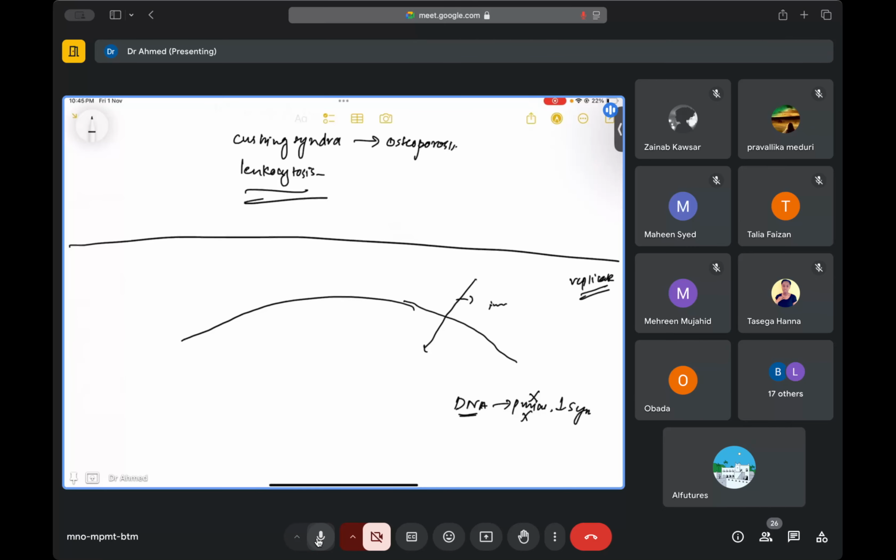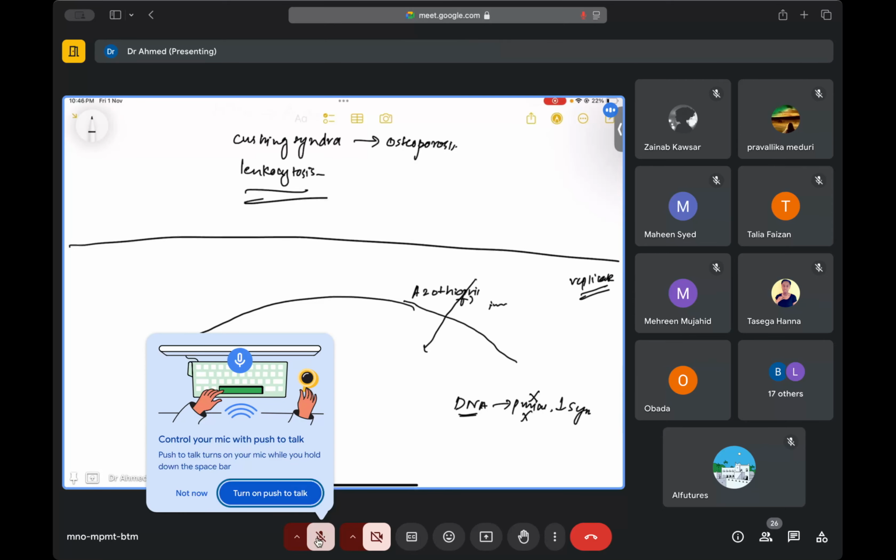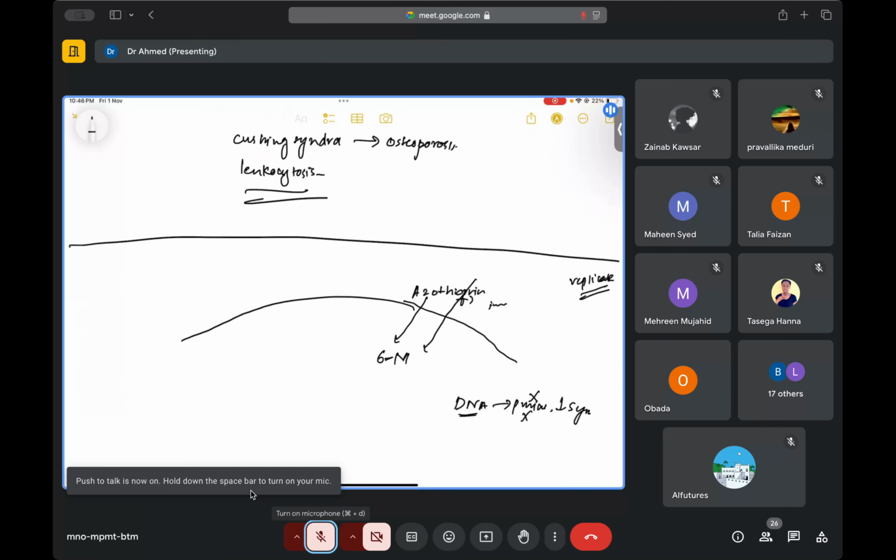Okay, so what's the name of that drug? That is azathioprine. Azathioprine is going to enter into a cell. It is going to be converted into 6-mercaptopurine, right? And it's going to inhibit your purine synthesis.